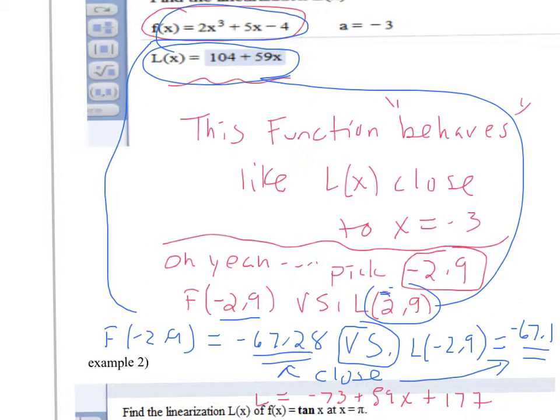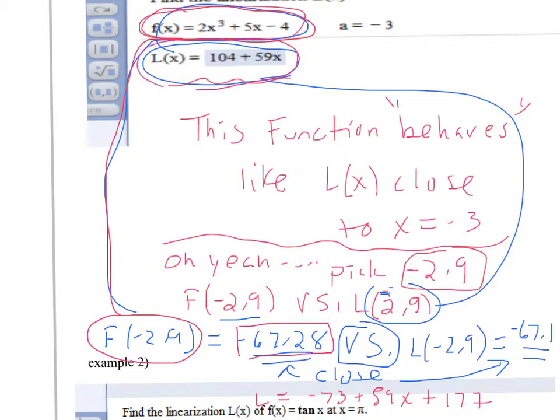Okay, so hopefully you did your number crunching along with me. The original function evaluated at -2.9, after you plug -2.9 in for x, you should get out -67.28. Then take your linear approximation, plug in -2.9, and guess what? You get something fairly close, -67.1. So the difference, the true value minus the estimated value, is small.